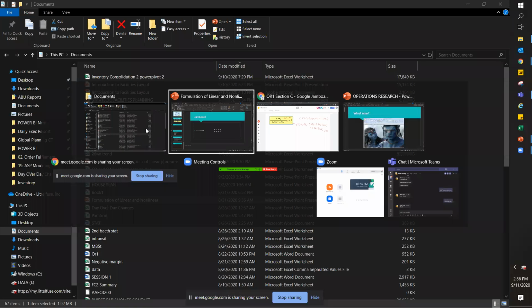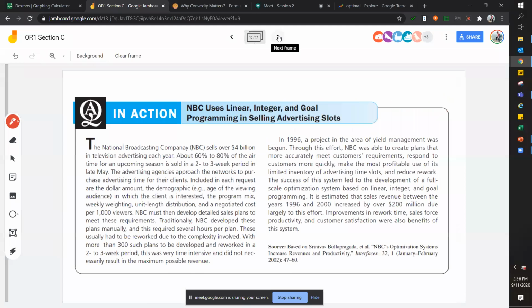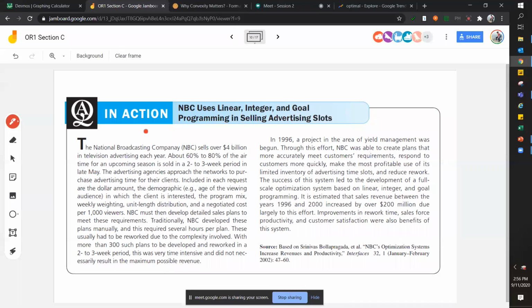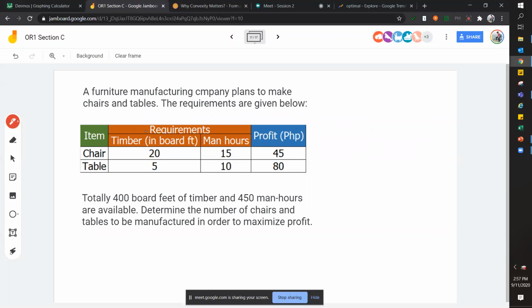Okay, I think sa Jamboard nga pala yan. Let's try to formulate some problems. By the way, ito yung isa sa mga examples ng operations research application: linear, integer and goal programming application for advertising slots. So doon sa projects nyo, pwede kayong mag-refer sa mga applications ng operations research sa isang industry, and then ilatag siya or gawin siyang baseline for your project. Pwede yung gawin. Okay? Let's try to formulate more examples.